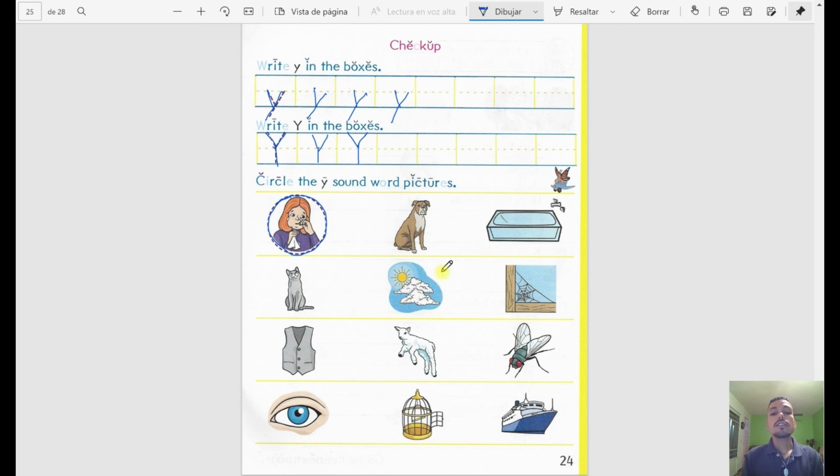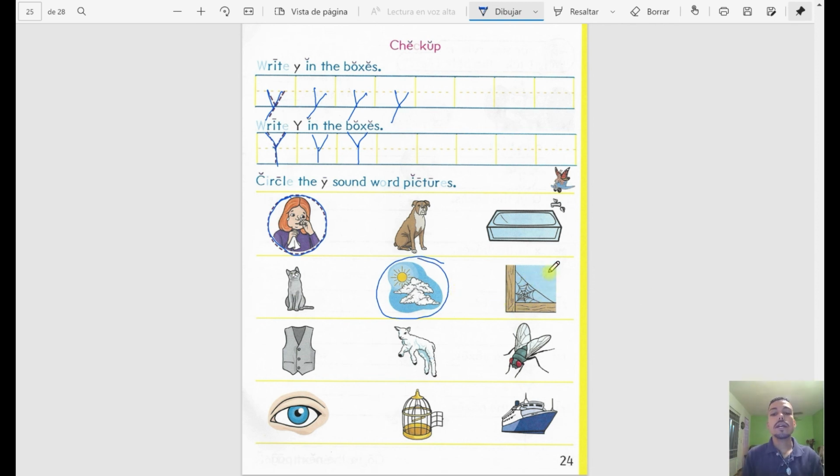The next one here. This is sunlight. Sunlight has the sound I. Sunlight, it has the sound. Yes, it has it, so we have to circle it, right? Very good.